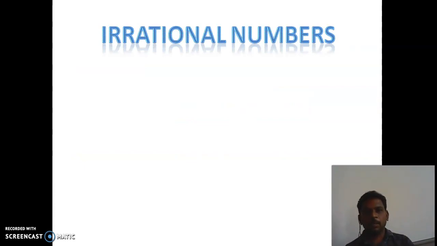You are already aware of this word, irrational numbers. It is the opposite of rational. So once again I recall the definition of rational numbers. A rational number is in the form p by q, where p and q are integers and q is not equal to 0. That is the definition of rational numbers.